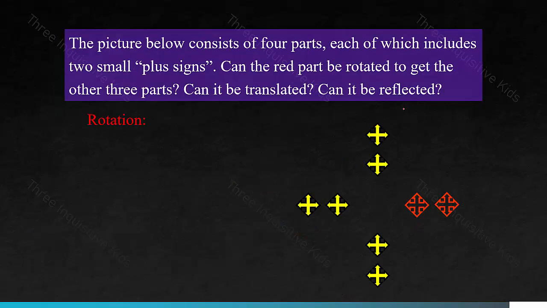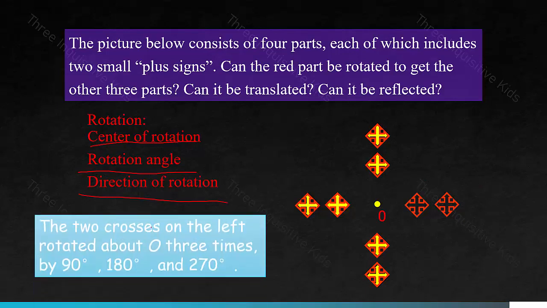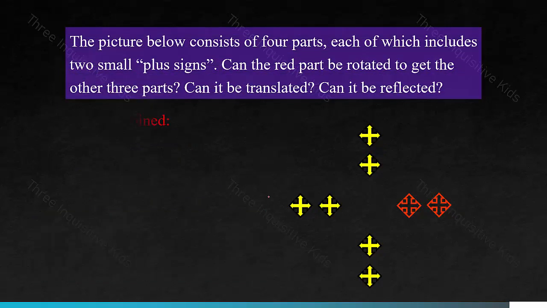Now we can use rotation. We need to determine the center of rotation, the rotation angle, and the direction of rotation. We can say that point O is our center of rotation. So when you rotate it, you're going to, yes, indeed, cover all these crosses. So all you had to do was rotate the 2 crosses about O 3 times. First is 90 degrees, then 180 degrees, then 270 degrees.